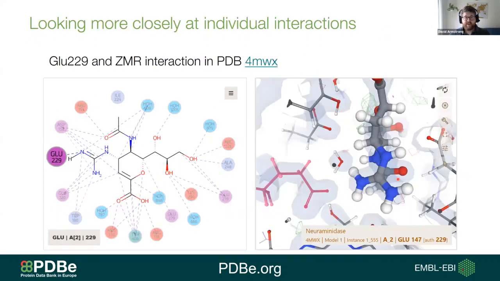So if I look at that ZMR structure in a bit more detail, again, I can highlight glutamate 229, and this highlights it in the 3D view. So again, you can get a much clearer view of how this exists in 3D. So we've done quite a comprehensive analysis of comparing sialic acid and zanamivir and the difference in binding between the two.